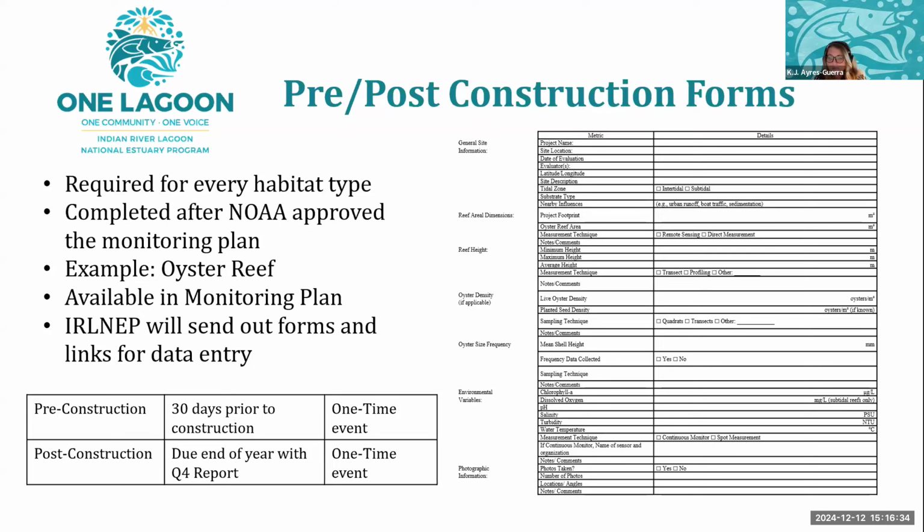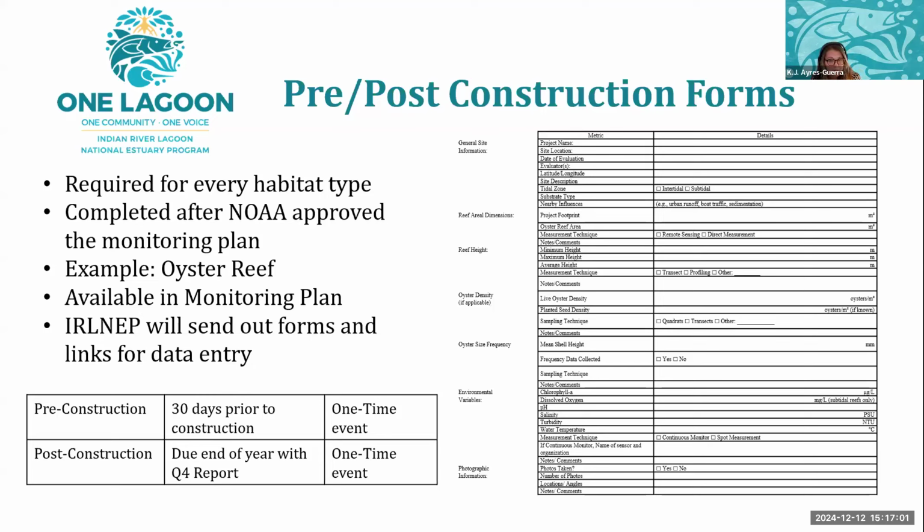Anyway, so every habitat type means that you're going to have to fill out these forms. So again, I'm using Karen Bay as an example. They had seagrass and salt marsh, so they're going to have to fill out 2 pre-construction forms, 1 per habitat type. These are going to be available in the monitoring plans, and we're going to send out the data entry forms and the actual links for the uploads.